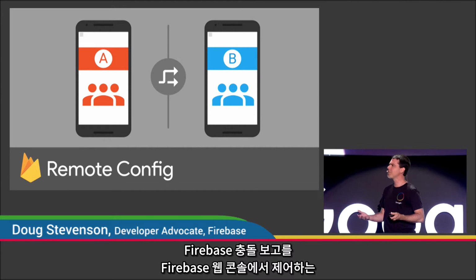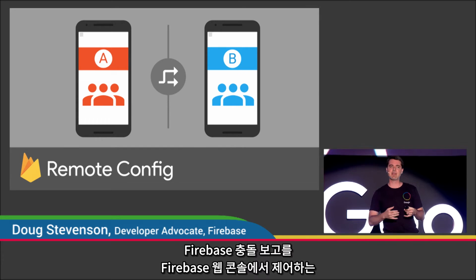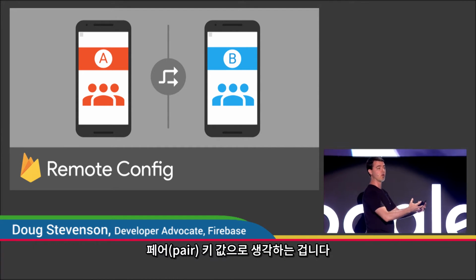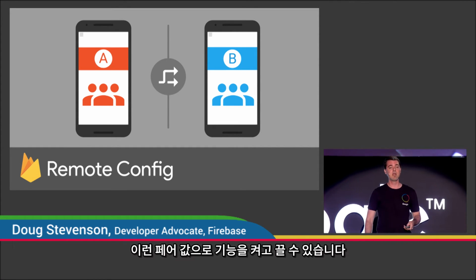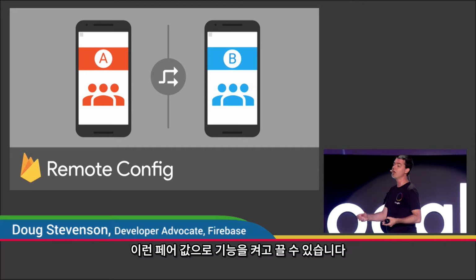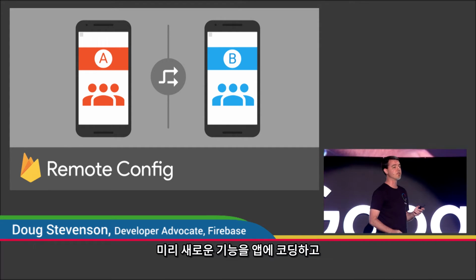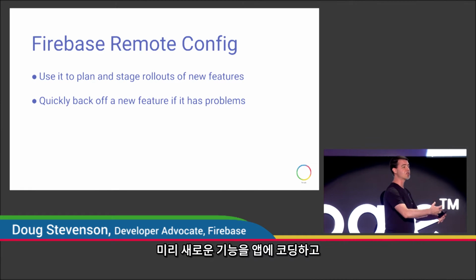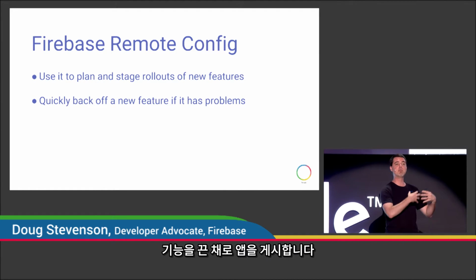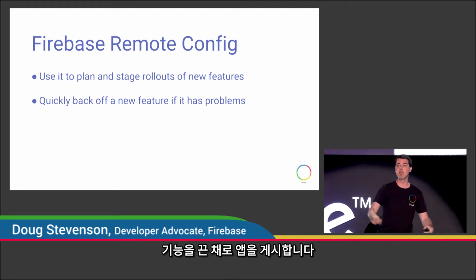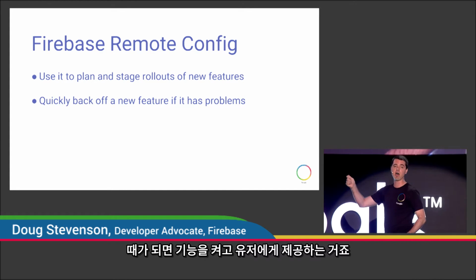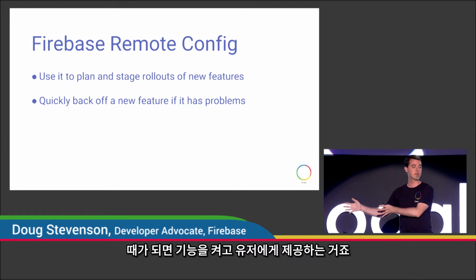So you can think of Firebase crash reporting as a set of key-value pairs that are controlled from the Firebase web console. And with that set of key-value pairs, you can configure, is a feature on or is a feature off? And what you do is you code your new features behind a switch. And when you publish your app, it's initially off. Then when you choose, you turn it on. You flip the switch and make it available to users.